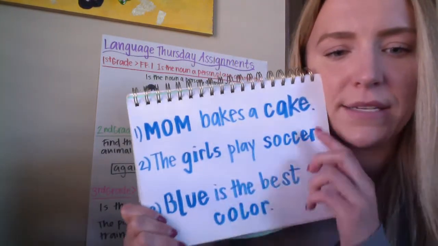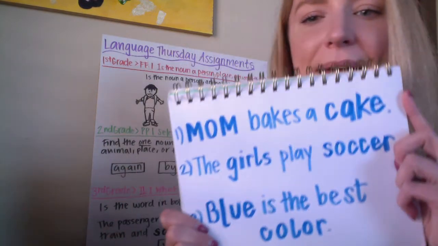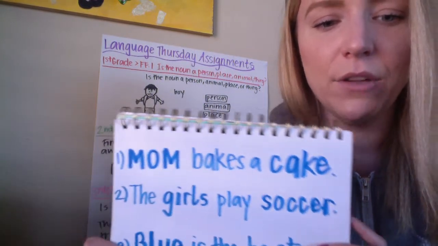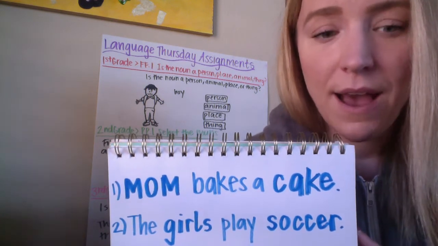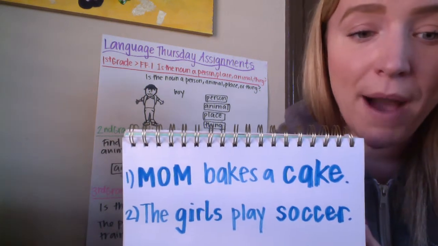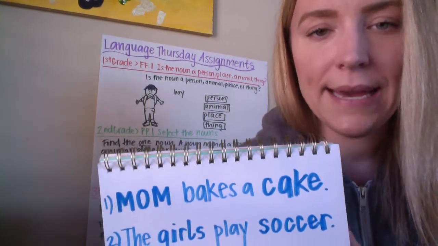So I want to take a look at this first sentence, Mom bakes a cake. And I want to take a look at mom. I know that mom is a person. I can see my mom, I can hear my mom, so I know that mom is going to be a noun.